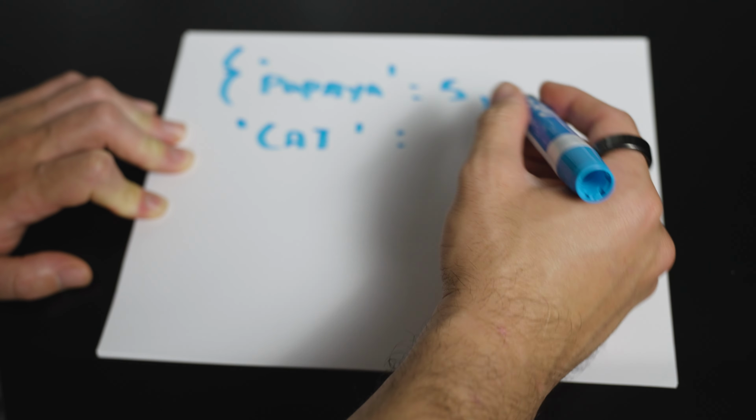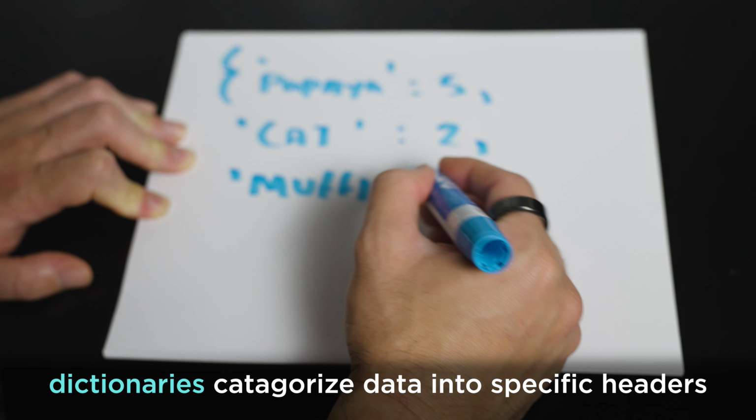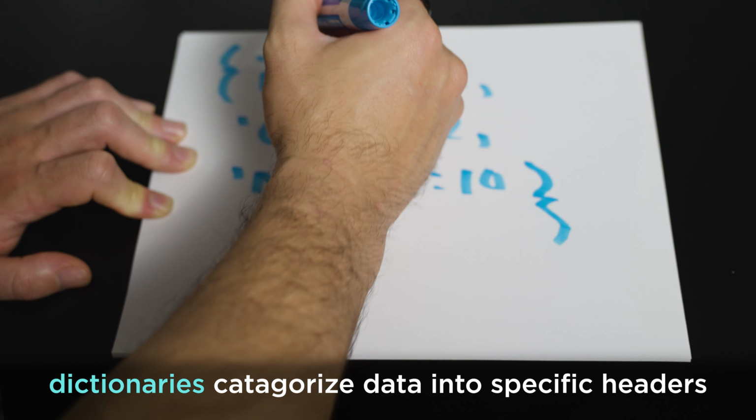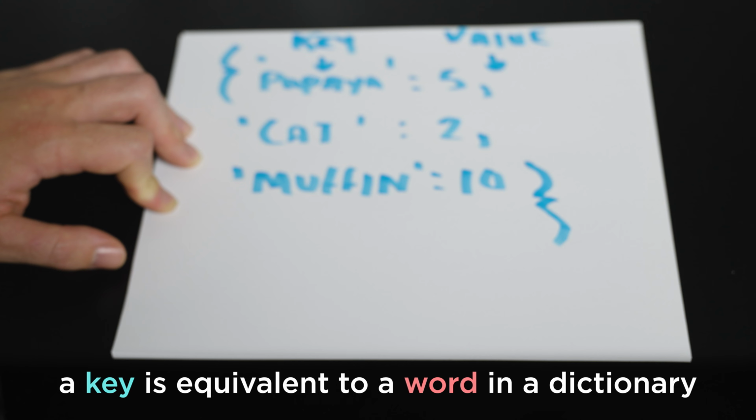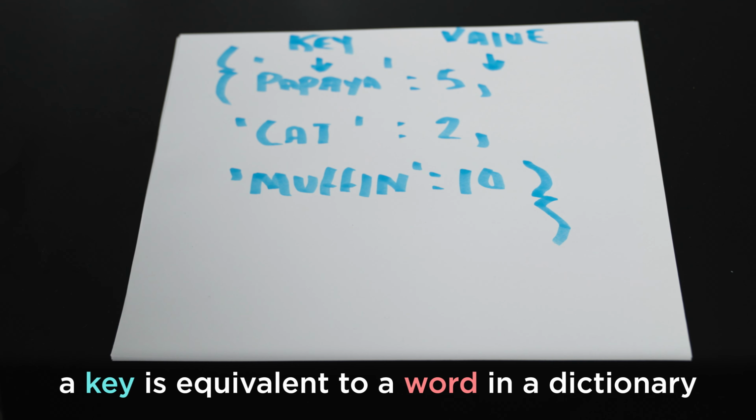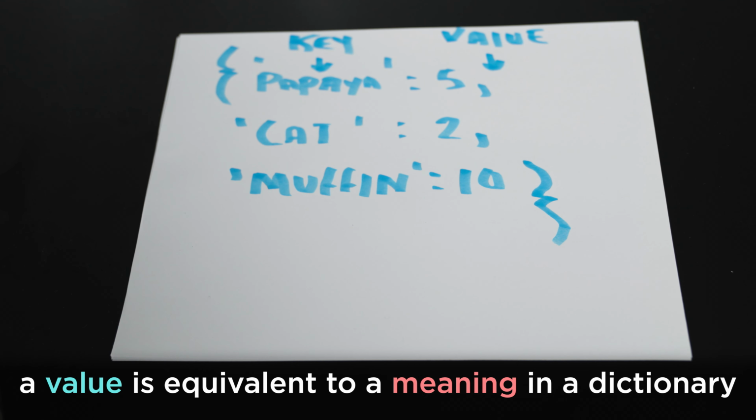I could convert something to text and then maybe remove all the extra spaces or all of the punctuation, for instance. Dictionaries serve another purpose. Dictionaries allow us to categorize our data into specific headers. Just like a dictionary for words, we have a key, which is the equivalent of the word that you're looking up in a dictionary, and we have a value, which is the equivalent to the meaning of the word in the dictionary. These are also mutable.